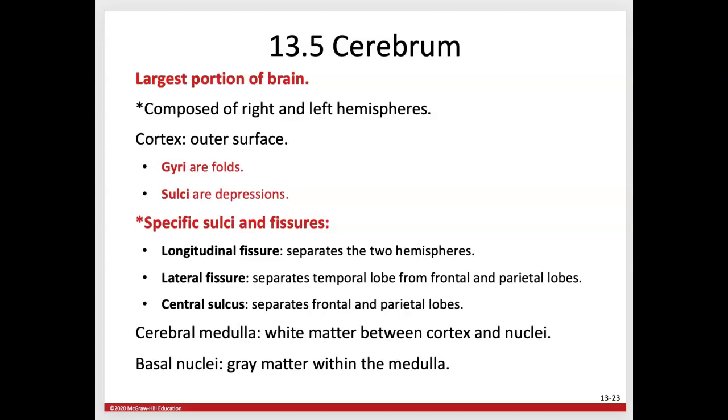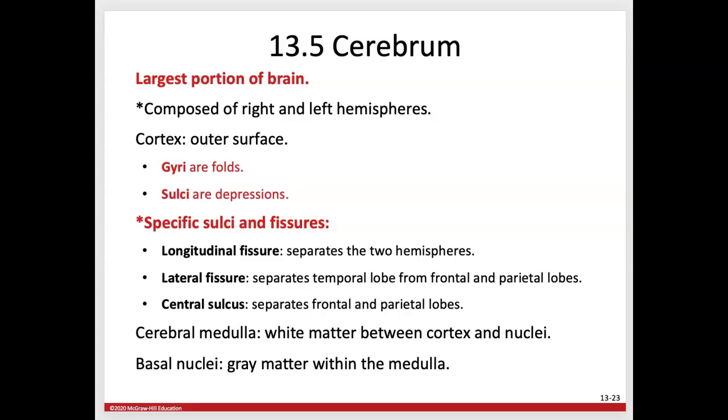Chapter 13, Part 3, the cerebrum. Remember, the cerebrum is different from the cerebellum. We're not talking about that little branching part of the brain on the posterior side. We're talking about the largest portion of the brain, the cerebrum. It's composed of a right hemisphere and a left hemisphere.